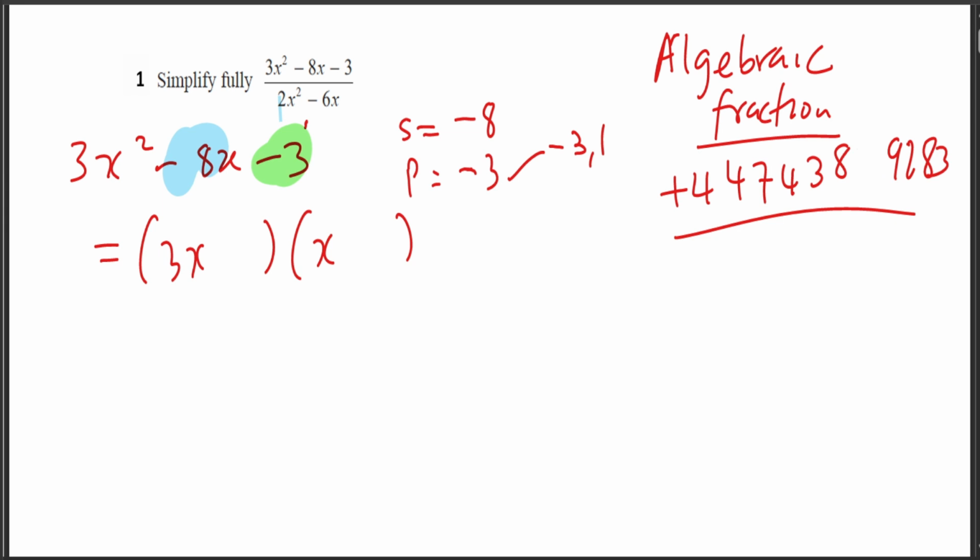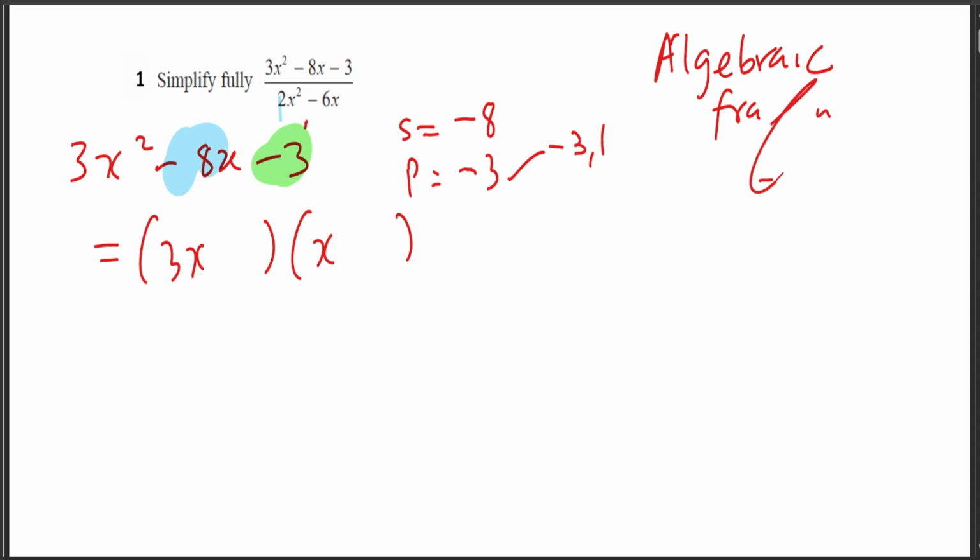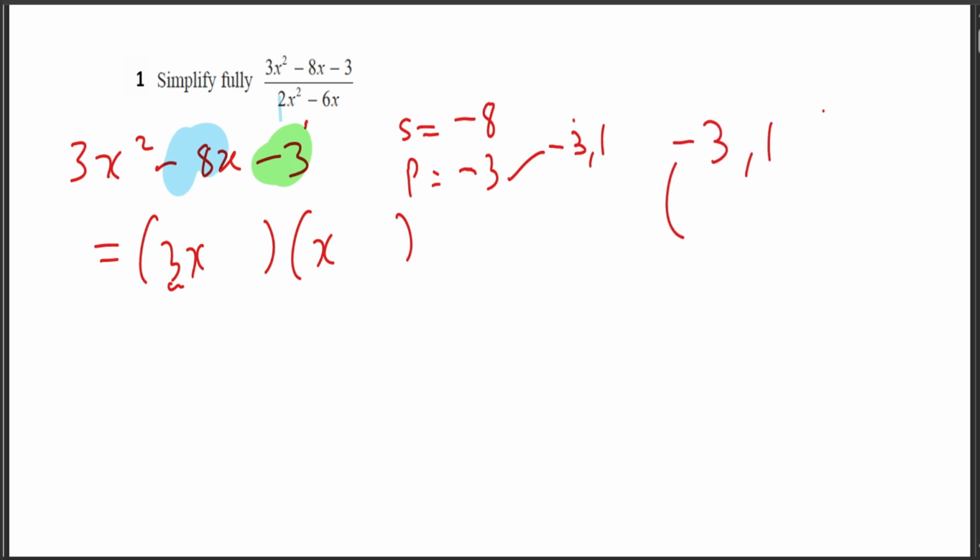But if you add them, it should give you -8. Why is it that way? The reason is that one of the numbers gets multiplied by 3, so you don't know which of those numbers is -3 or 1. If you multiply -3 by 3, it gives you -9, and just leave the 1 alone. Now if you add -9 and 1, it gives you -8. So the -3 goes here, so that when multiplied by 3x it gives you -9x, and the +1 goes here.